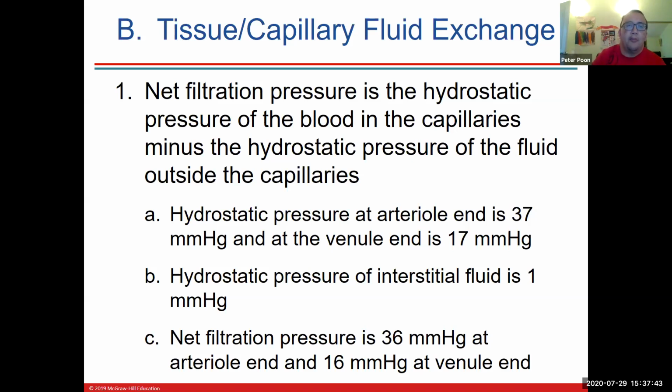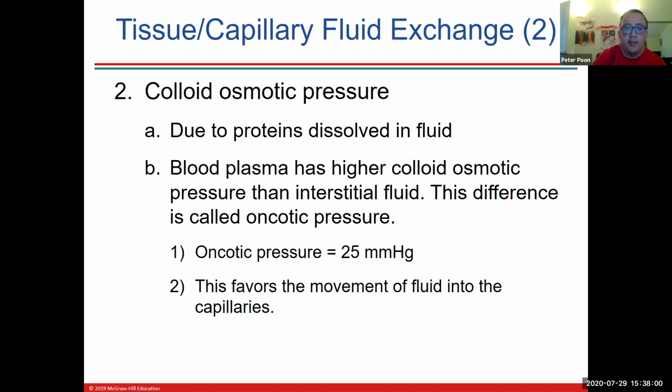Okay. So things go from high pressure to low pressure. Hydrostatic pressure on the arterial end is 37, and the venous end is 17. So what you're going to see is fluid leak out, and that's countered by the osmotic pressure here in the blood plasma.